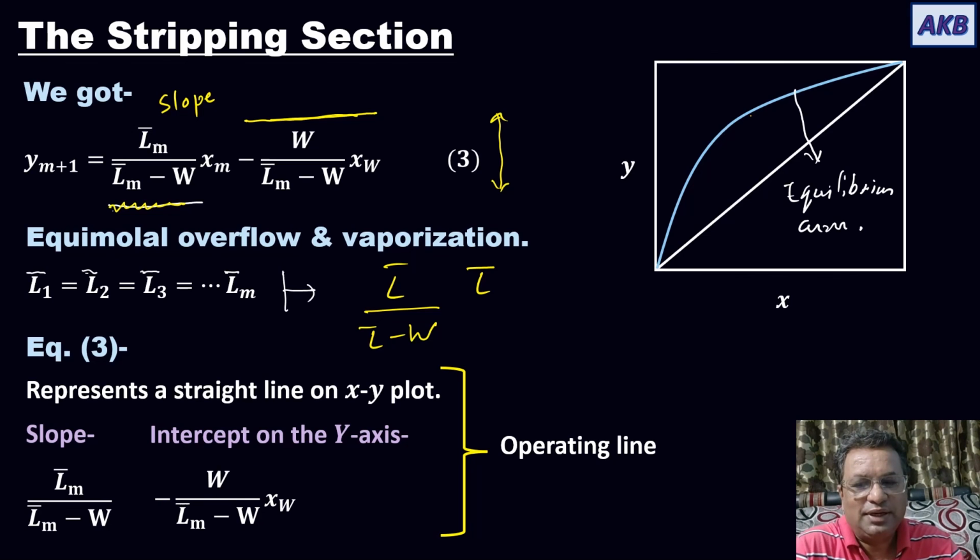Okay, so with this I end my discussion for today. I hope you have understood the concept. Now we know how to get the equation for the operating line and what the effect of the assumptions of the McCabe-Thiele method is on that equation.